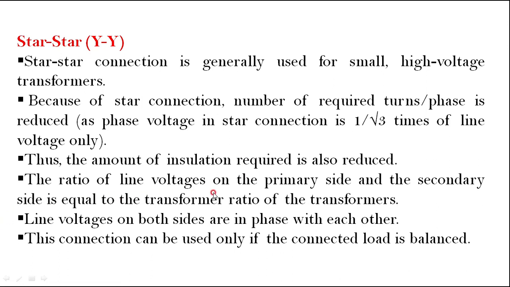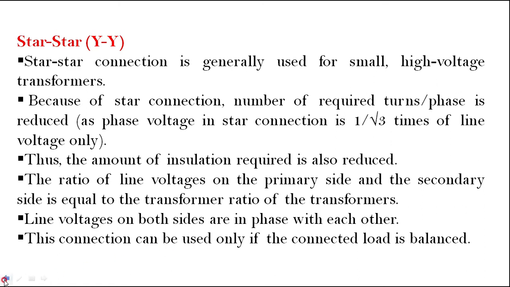The ratio of the line voltage on the primary side to the secondary side is equal to the transformer ratio, because it is root 3 times V2 divided by root 3 times V1. Root 3 gets cancelled. That is nothing but N2 by N1. Means for star-star connection, the ratio of the line voltage on the primary side and the secondary side is equal to the transformation ratio of the transformer, that is N2 by N1. The line voltage on both sides are in phase with each other. That I will show you in the vector diagram.